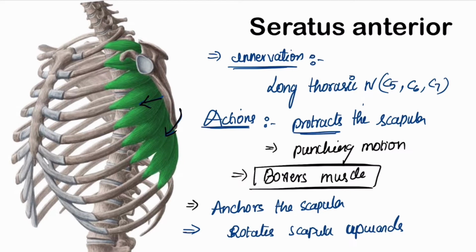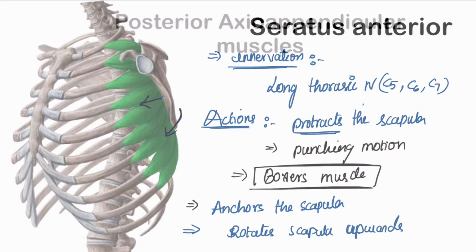Now once again let us see the actions. It protracts the scapula, that means moving the scapula anteriorly and laterally. And it also helps in the punching motion, so that is why it is called the boxer's muscle. And it also anchors the scapula, and helps the scapula to rotate upwards. And that's all about the serratus anterior muscle.